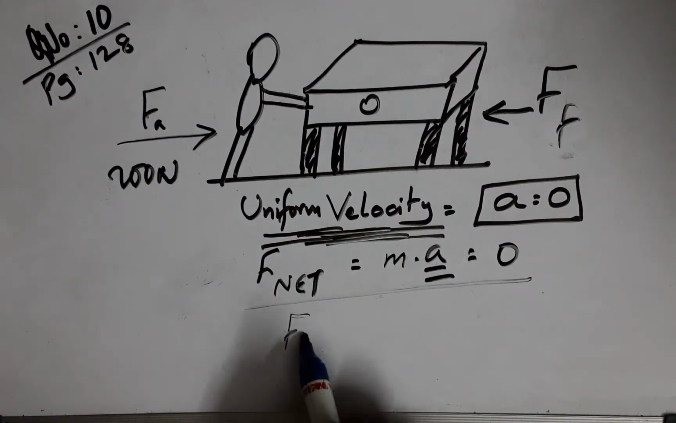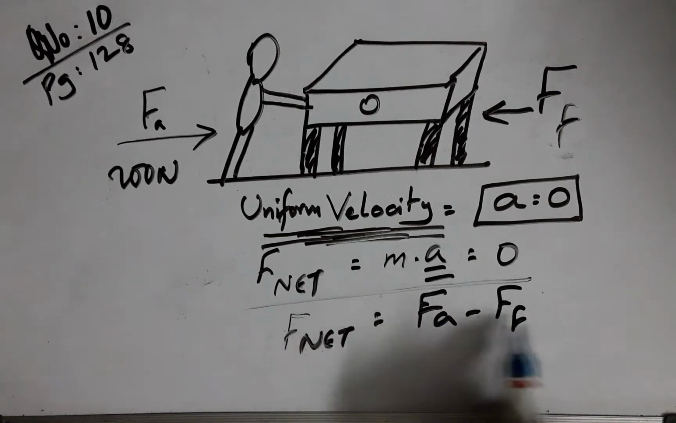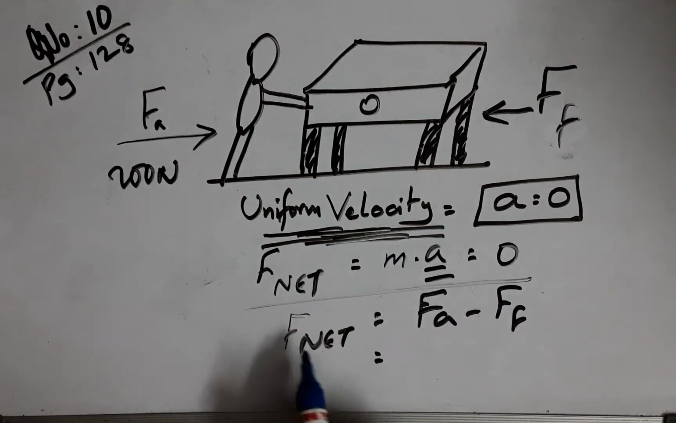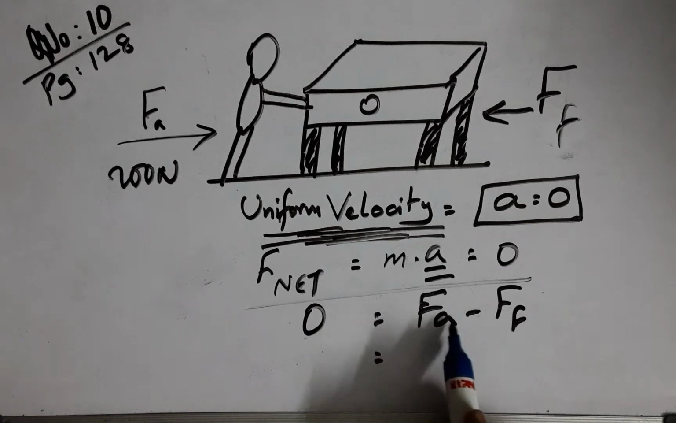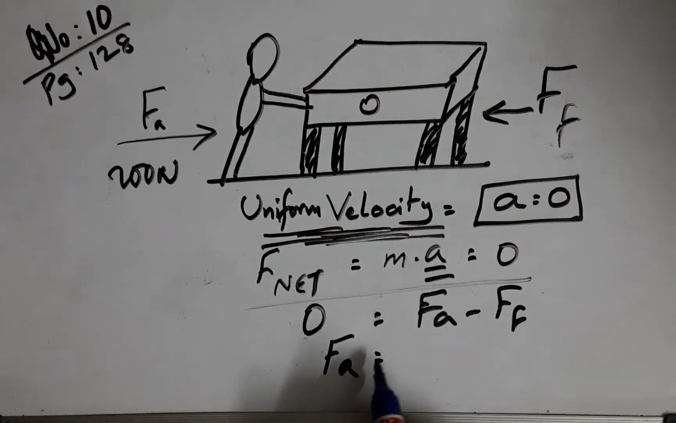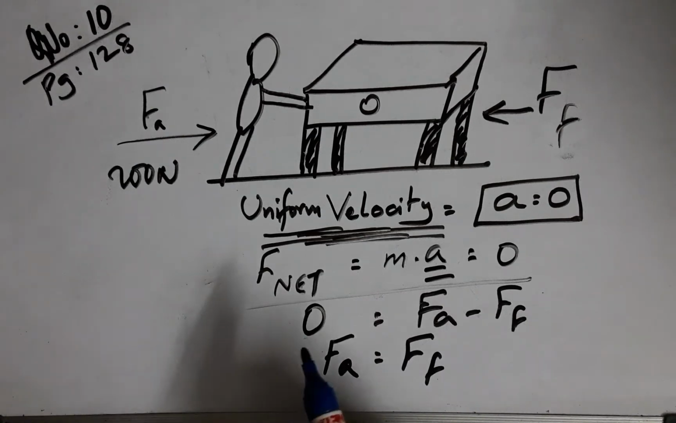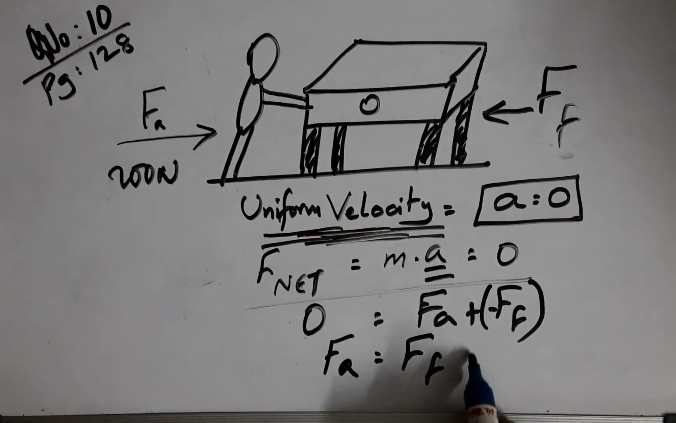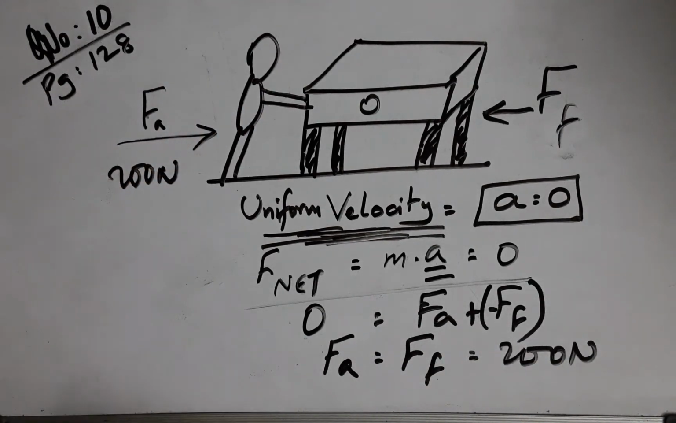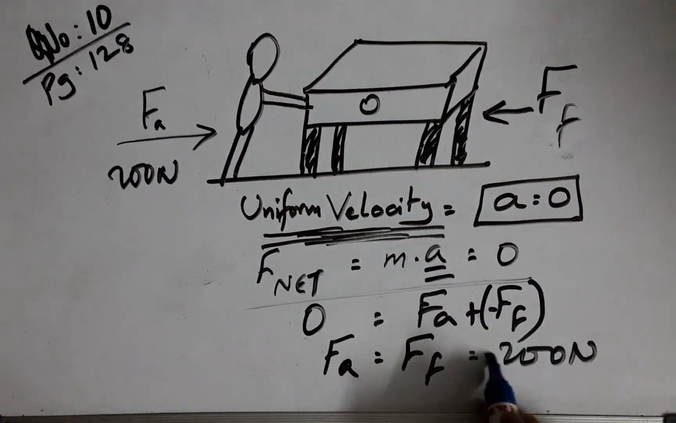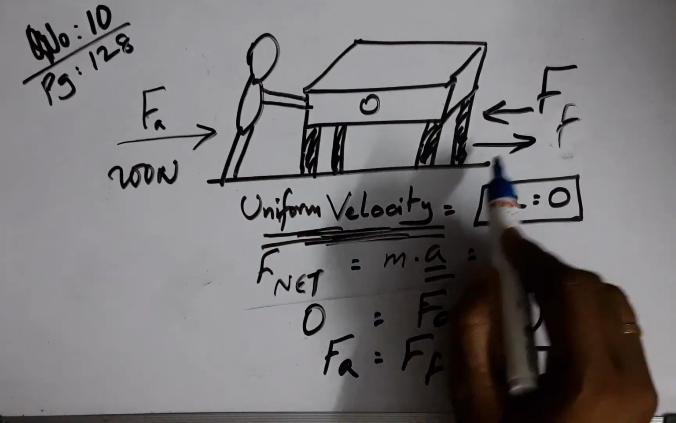And this is equal to this, because net force basically is force applied minus the force of friction operating on the other side. And if net force is 0, then force applied is equal to the force of friction. Therefore, force of friction is nothing but, in this case, 200 newtons. And frictional force is always negative, because it acts opposite to the motion of the body.